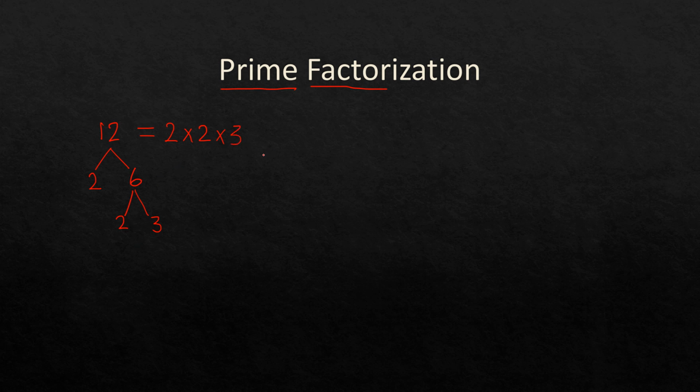So this is prime factorization. 3 is a factor of 12 and 3 is also a prime number. 2 is a factor of 12 and it's a prime number. When you multiply all these, you get 12. So each of these are prime factors of 12, and this process of expressing a number in terms of the product of its prime factors is called prime factorization.